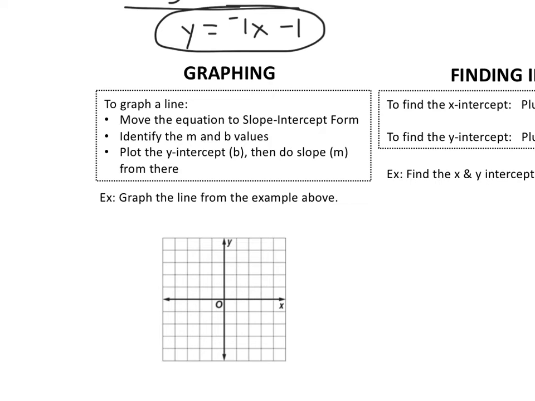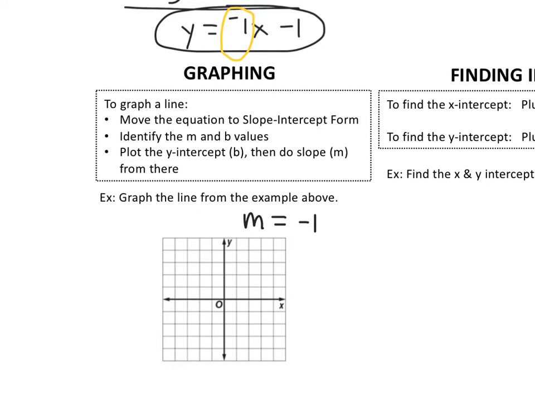Slope is a movement, remember. So we're going to use this example from previous, y equals -1x minus 1. It's already in slope-intercept form, so that makes our life a little easier. We're going to identify your m and your b. Your m is just the number, the coefficient in front of the x. So our m is -1.